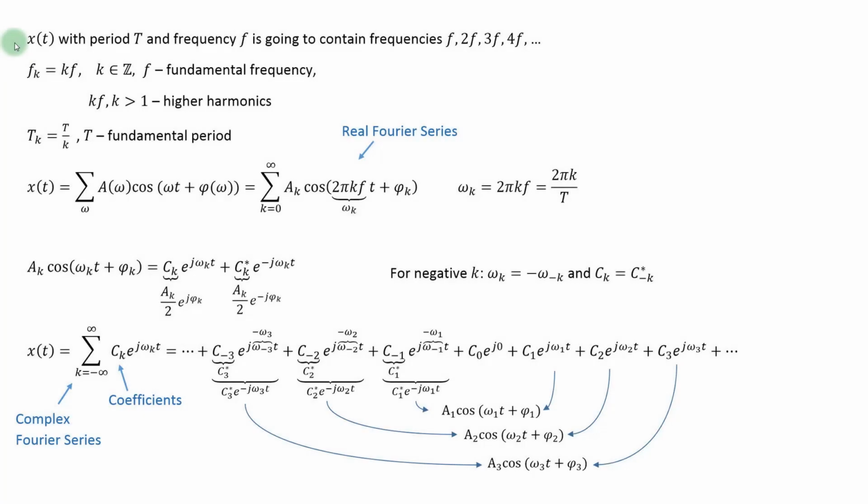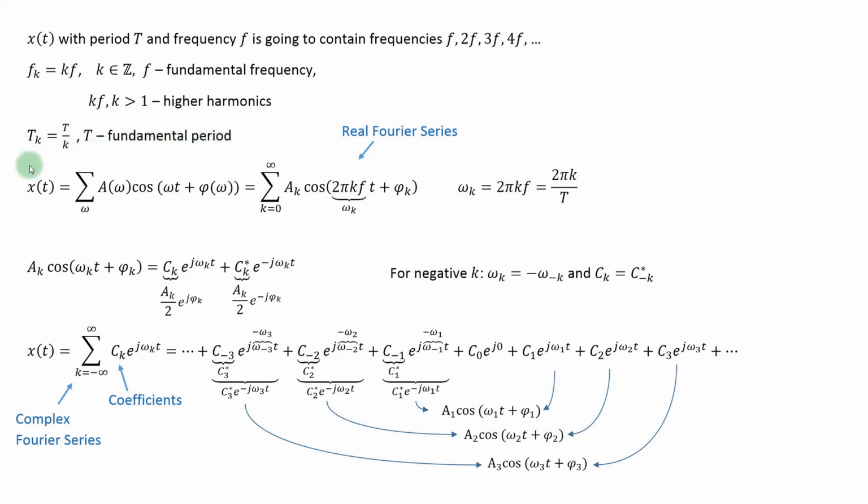So from the previous slide, a periodic signal with a period T and frequency f is going to contain frequencies f, 2f, 3f, 4f, and so on. The signal is going to contain the frequencies which are the integer multiple of the frequency f. That frequency f we call the fundamental frequency, and higher multiples of that frequency we call higher harmonics. Also, these frequencies correspond to the periods which are integer divisions of the period T. That period T we call the fundamental period.